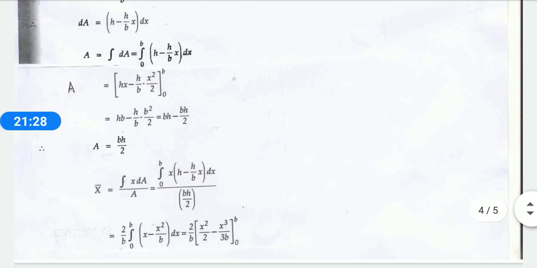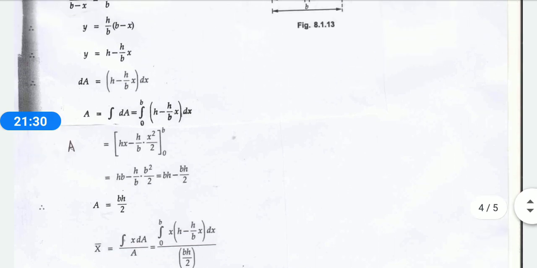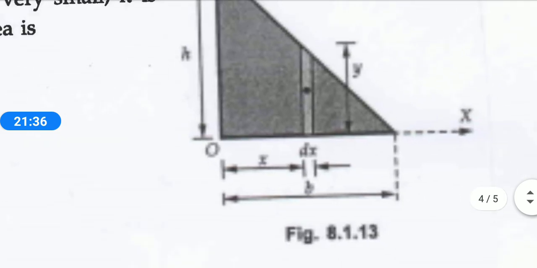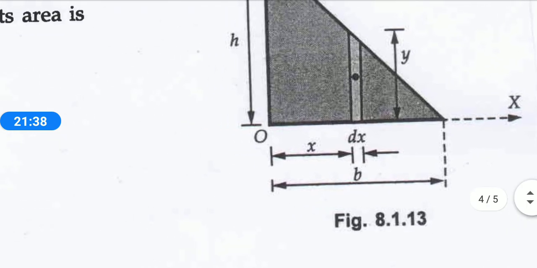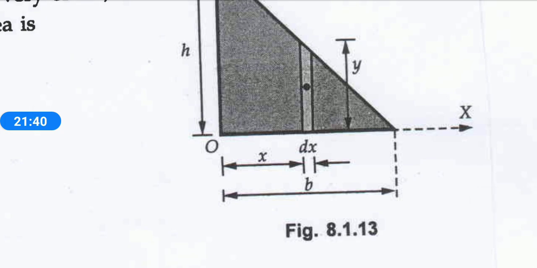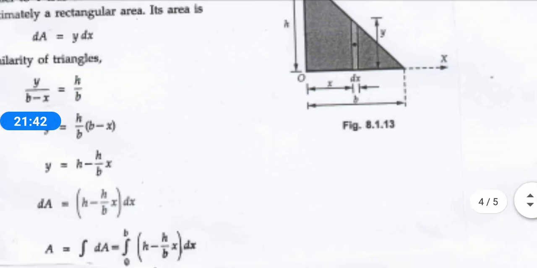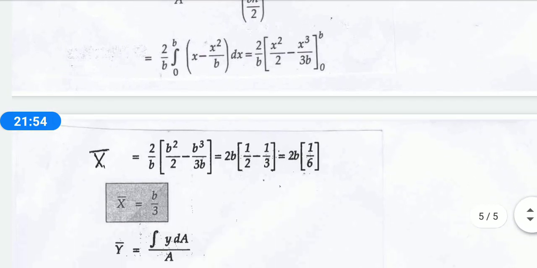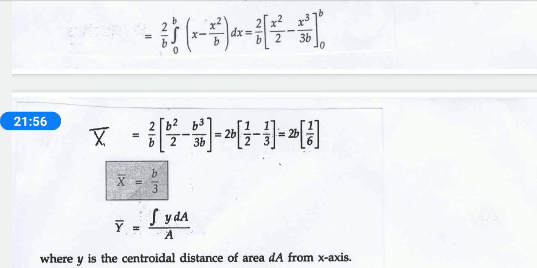Substitute in your formula for x bar, where x will be equal to the whole x distance. See here, we have taken that the centroid lies at a distance of x, and the y can be taken as y divided by 2. So we are substituting x is equal to x, and dA we are substituting from the formula, and the A whatever we had found we are substituting. The limit will be 0 to b. From that you will get x bar is equal to b divided by 3.